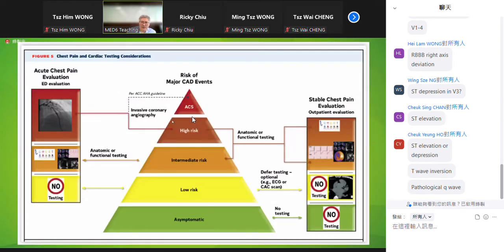The high risk people, you do an angiogram, and in the moderate range, you do some sort of more functional testing or scans. And also, you want to identify the very, very low risk where you do nothing. Don't waste your resources testing them. So you have to identify who are the high risk and go to the cath lab, or the really low risk, then you can just discharge with no more testing, and everything in between, you do some form of testing.